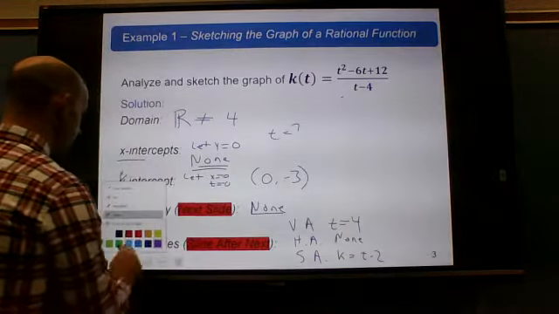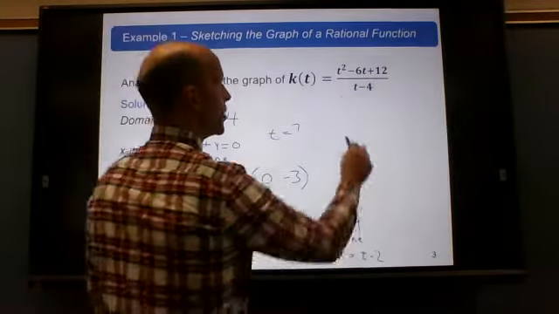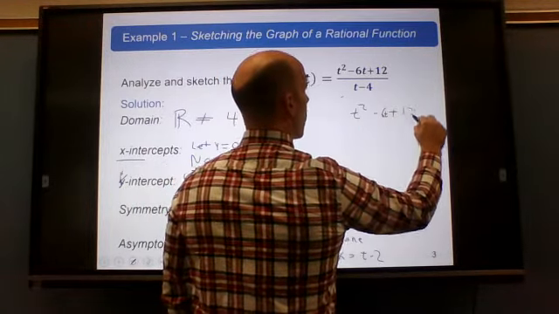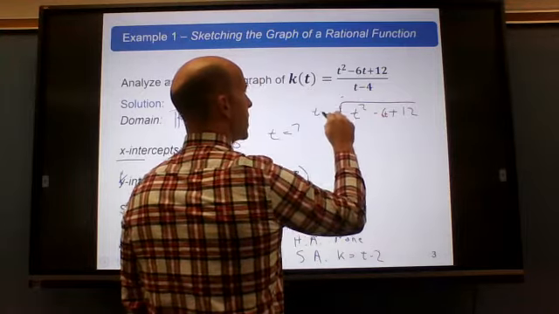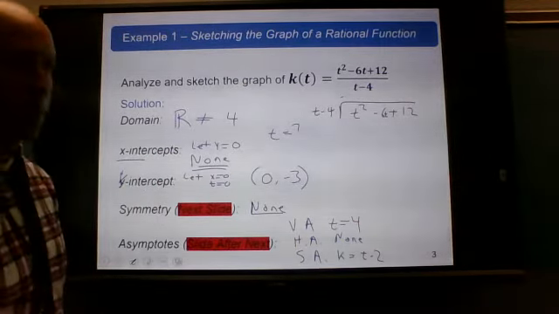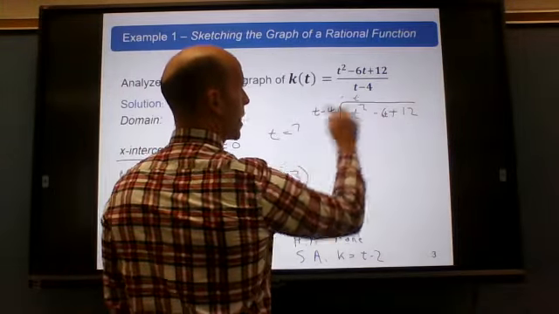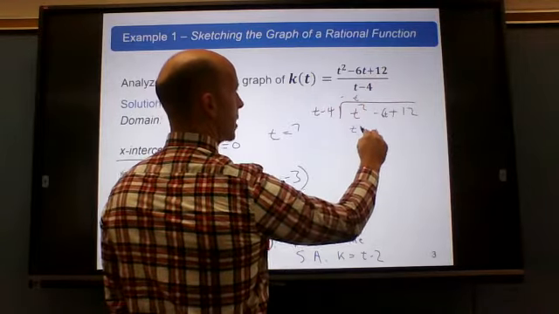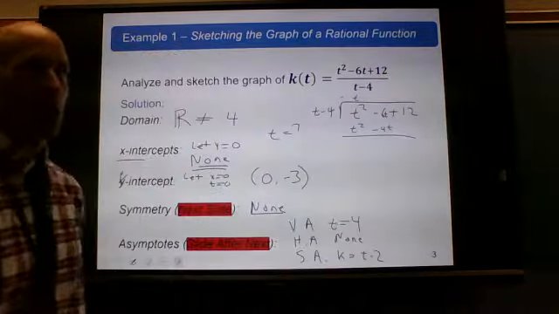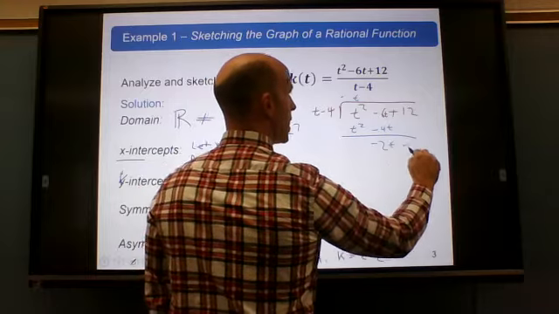To find a slant asymptote, all you do is polynomial long division. So you're just going to divide t squared minus 6t plus 12 by t minus 4. Hopefully this is something you recall from pre-calc or algebra 2. t goes into t squared t times. So t times t is t squared. t times negative 4 is negative 4t. And then we need to subtract. When we subtract here, we get negative 2t plus 12.